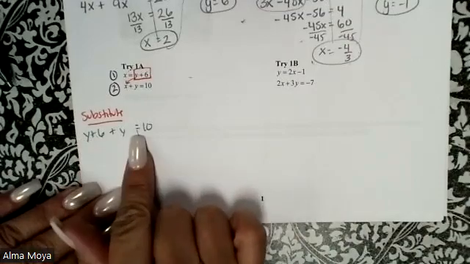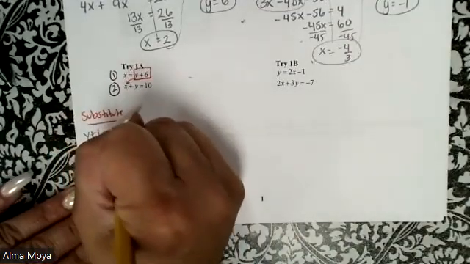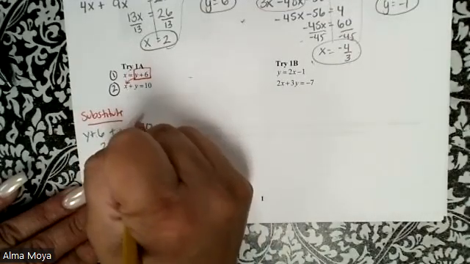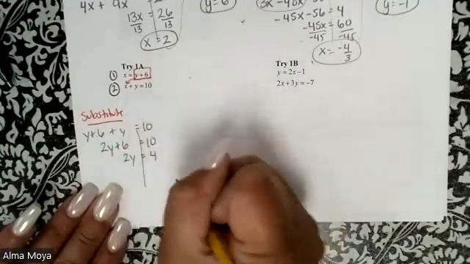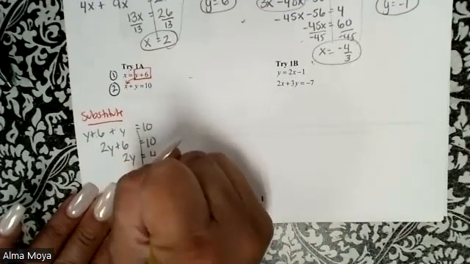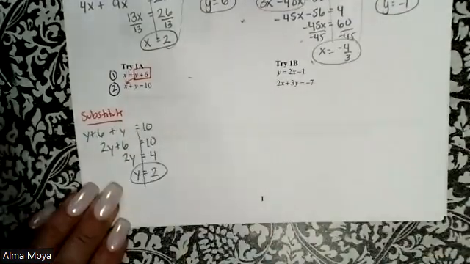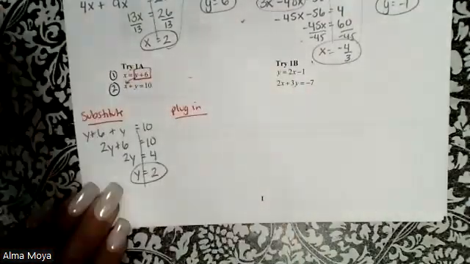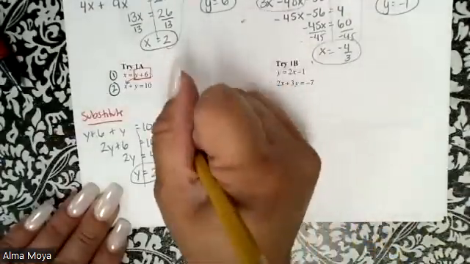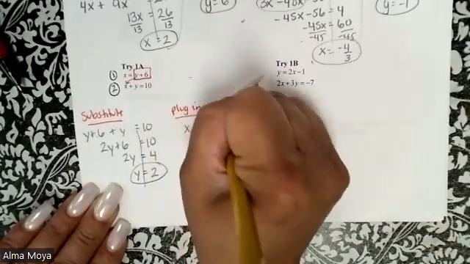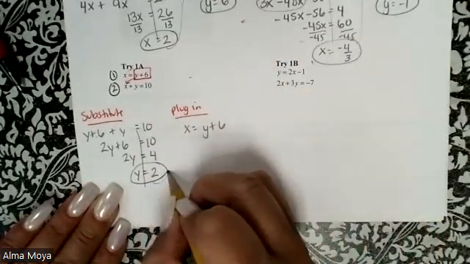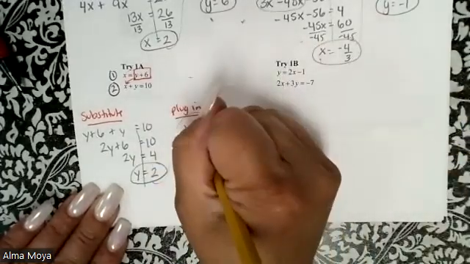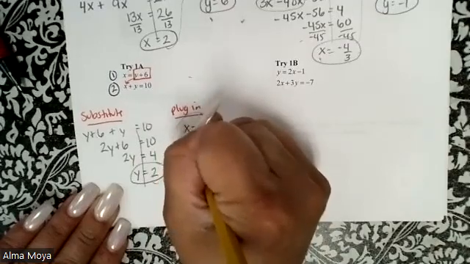Combine like terms, y plus y is 2y. I'm going to go ahead and subtract 6 from both sides, so 2y equals 4. And then divide by 2 on both sides, so y equals 2. After I substitute, I need to plug in. I'm going to plug into the top one, the one where the x is already isolated. And make sure you are plugging the 2 into the y. So right here, 2 plus 6 is going to be the number 8.